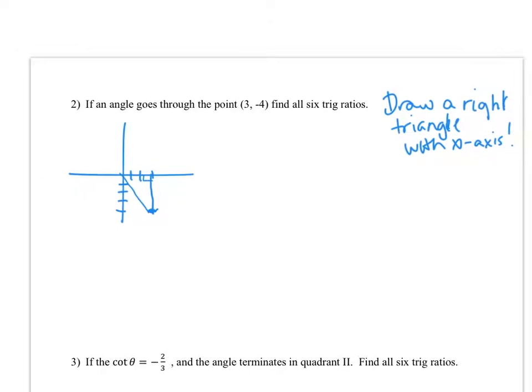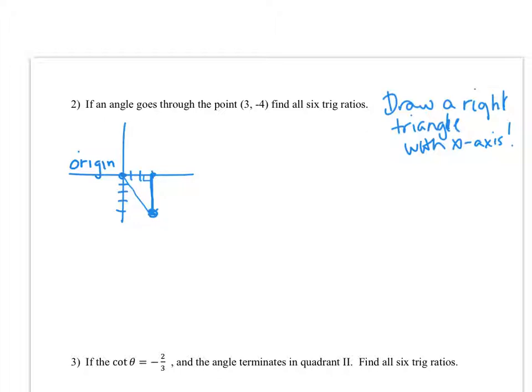Our 3 points are the point that they gave us, the point on the x-axis, and the origin. That's always your 3 points for your triangle. So no matter where you are, you draw your line to the x-axis and do that. If the point was over here somewhere, I would draw down to the x-axis and to the origin. And that's how I do it.